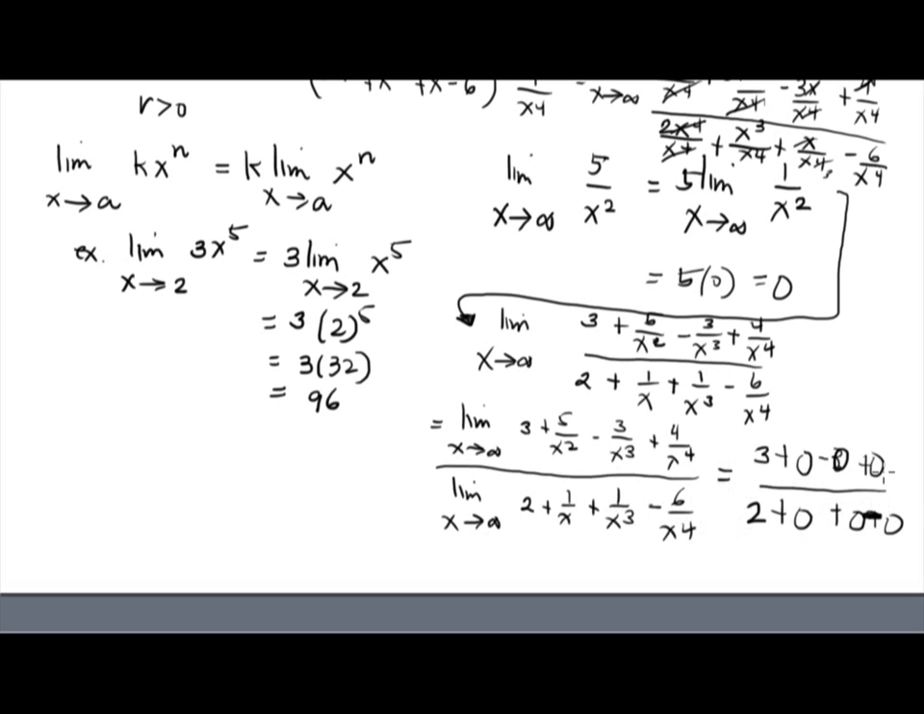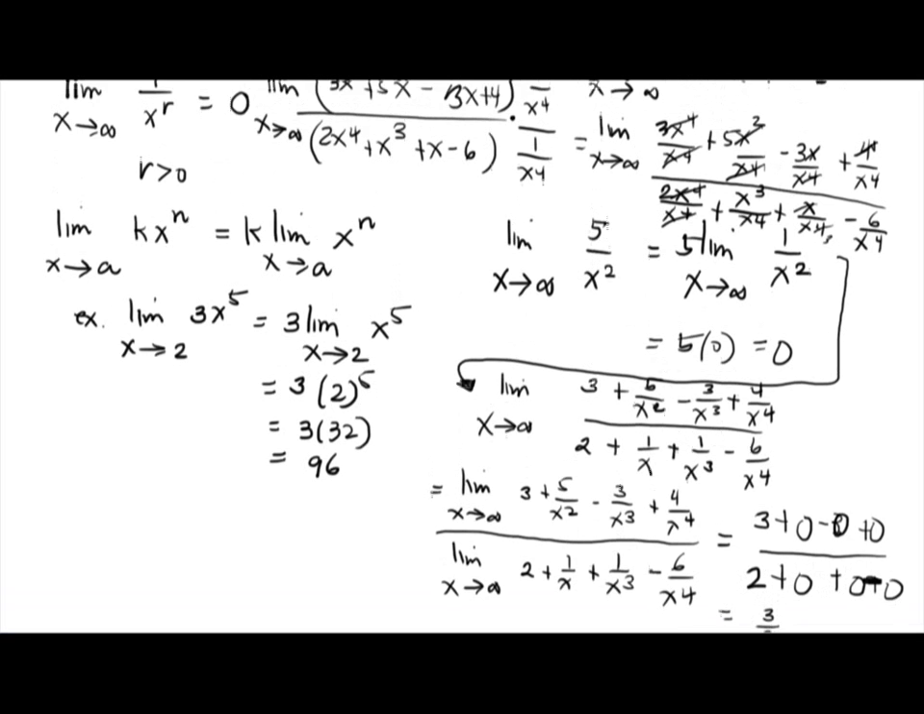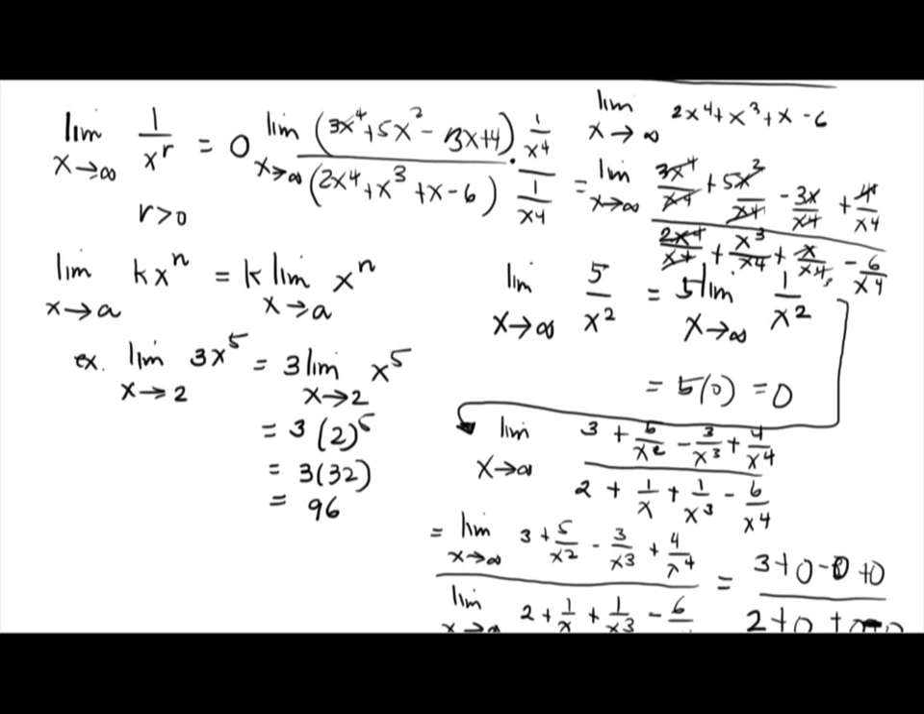Okay, so 3 plus 0 minus 0 plus 0 over 2 plus 0 plus 0 plus minus 0 will be 3 over 2, and the limit is 3 over 2. Actually, what we had from this explanation is the long way of getting the limit of a rational expression as x approaches infinity. As you notice, what we just did is divide this expression by x to the 4, which is the highest exponent or the highest power of the expression.